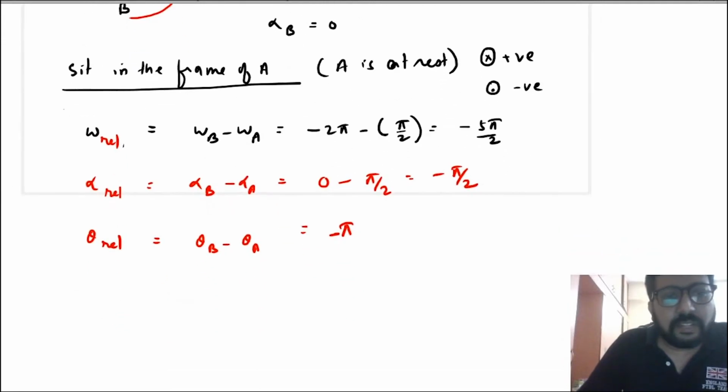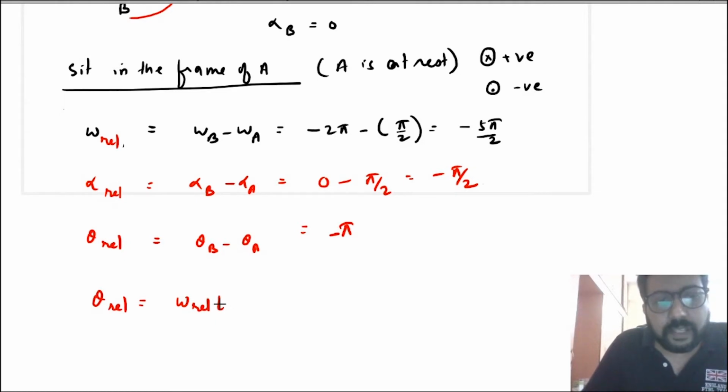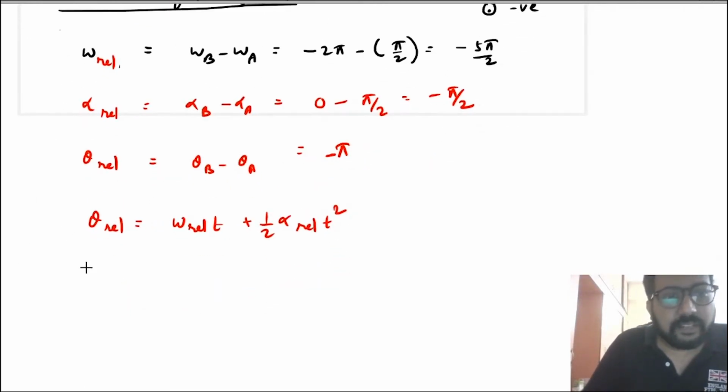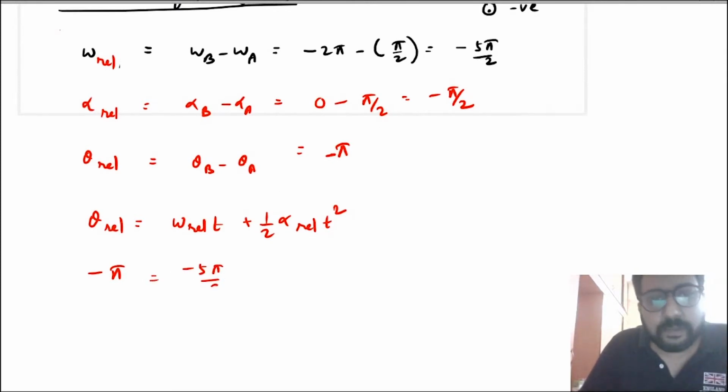Now you can use the relation theta relative is equal to omega relative t plus half alpha relative t square. So theta relative is minus pi, omega relative is minus 5 pi by 2 t, plus half alpha relative is minus pi by 2 t square. Pi pi cancel, from this get the value of t.